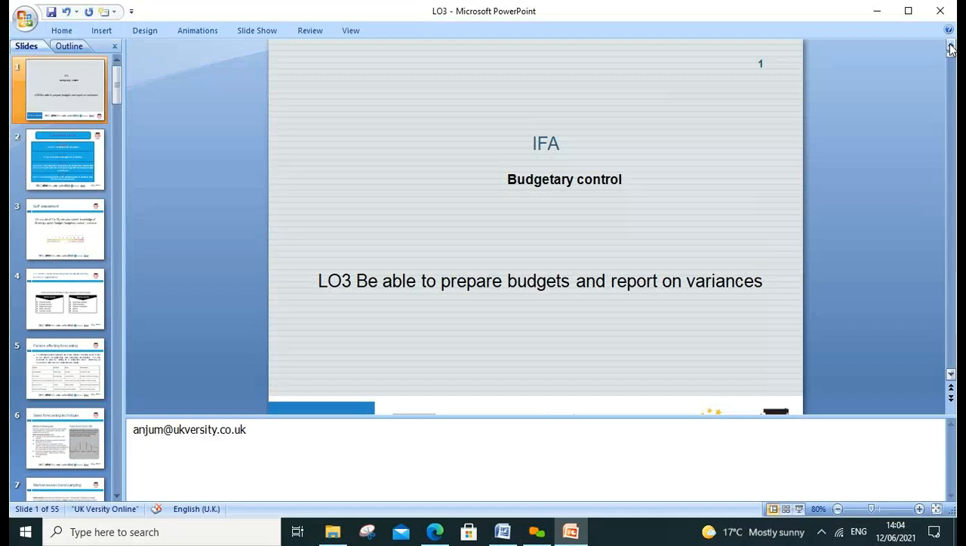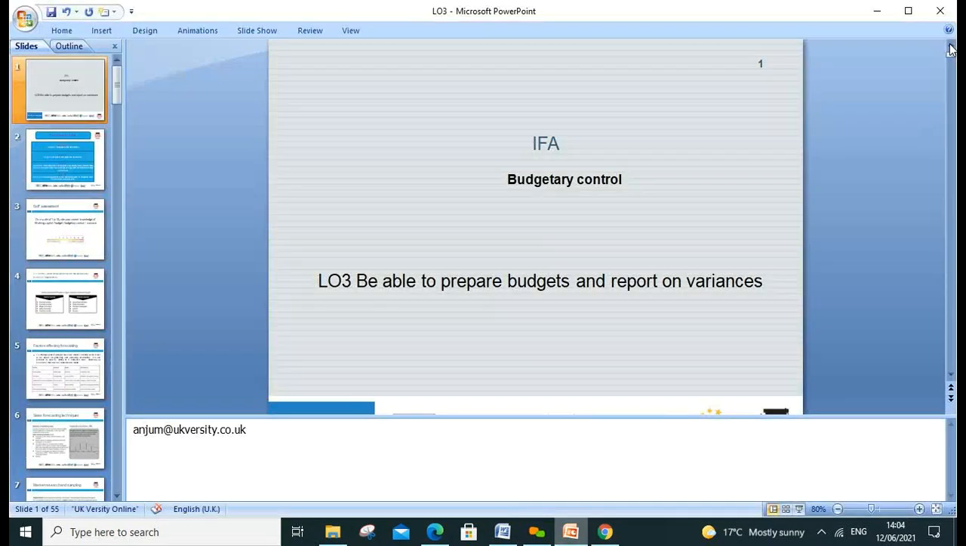Okay, welcome everyone. Let's start lesson 3. In today's lesson we will go through LO3, Learning Outcome 3, which is about being able to prepare the budget and the reports on the variance. So we'll go through variance in today's lesson.